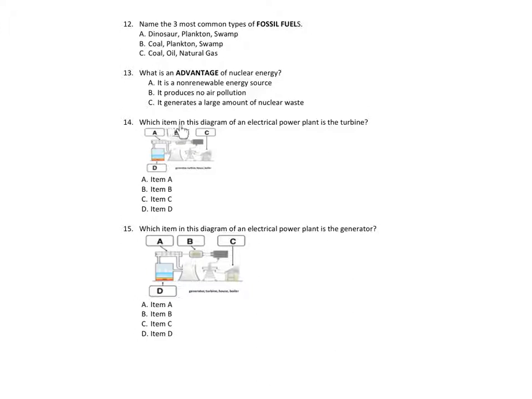Number 14. Which item in this diagram of an electrical power plant is the turbine? A is item A, B is item B, C is item C, D is item D. Number 15. Which item in this diagram of an electrical power plant is the generator? A is item A, B is item B, C is item C, D is item D.